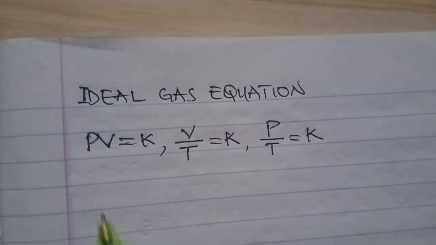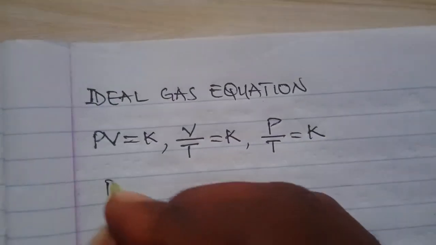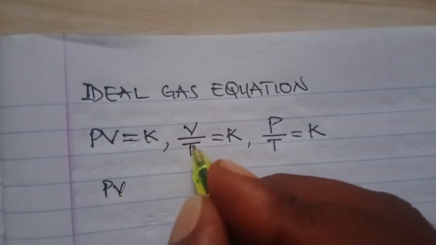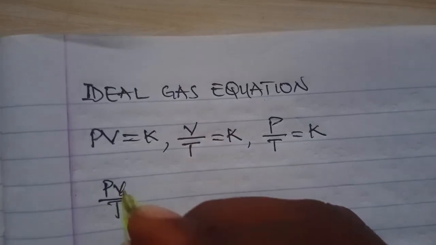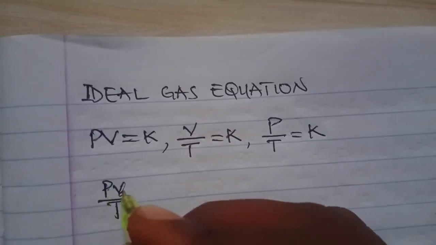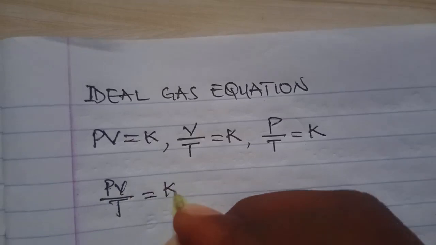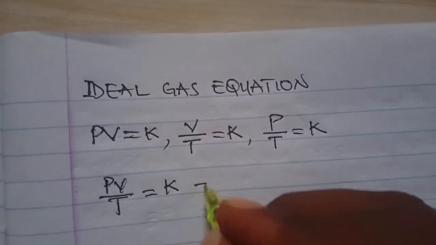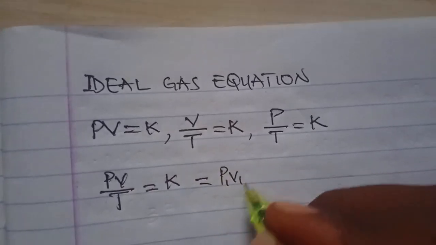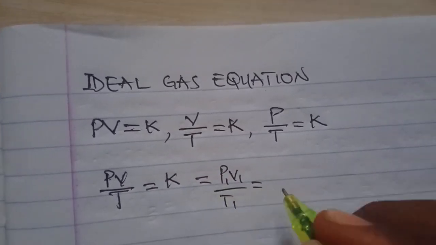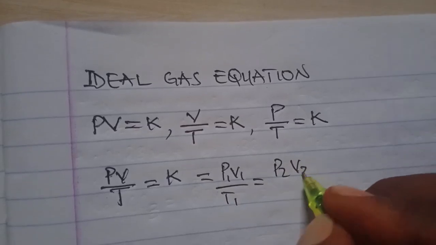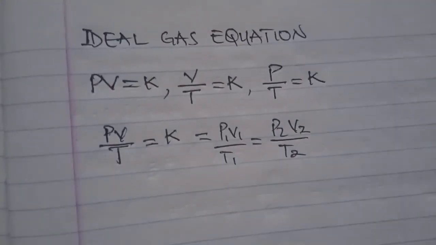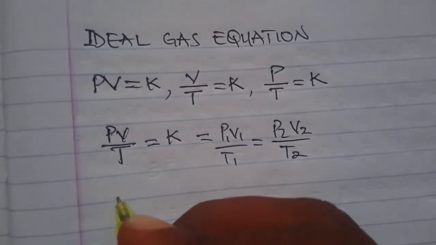If we combine this, we're going to have PV, which is Boyle's law, over T. So here is V over T, here is PV, and that it is constant. We call this the general gas equation, which is P1 V1 over T1 is equal to P2 V2 over T2, the general gas equation.